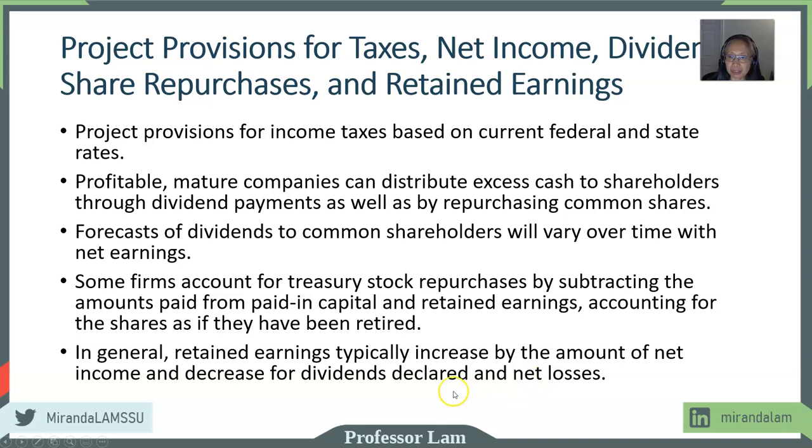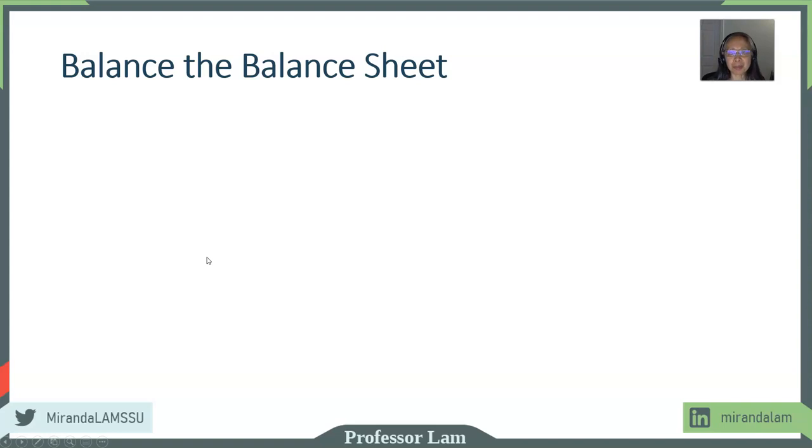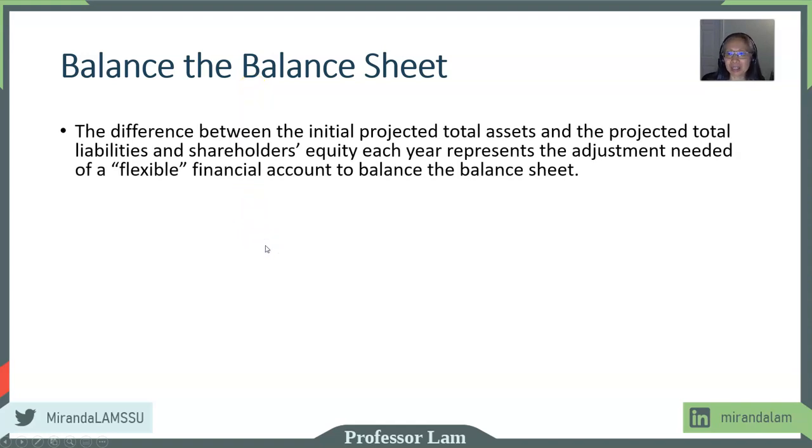Usually, we can assume that retained earnings will increase by the amount of net income and decrease for dividend, or it will decrease by net losses. So the statement of retained earnings is relatively simple to forecast. Just like when we are preparing financial statements, when we prepare forecasted financial statements or pro forma financial statements, the biggest challenge is, of course, balancing the balance sheet. The difference between our initial projection in terms of total asset and our initial projection of liability and equity needs to be reconciled.